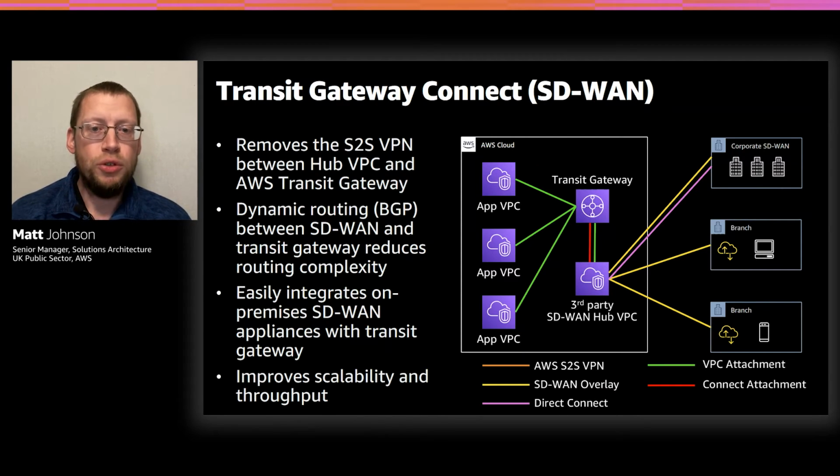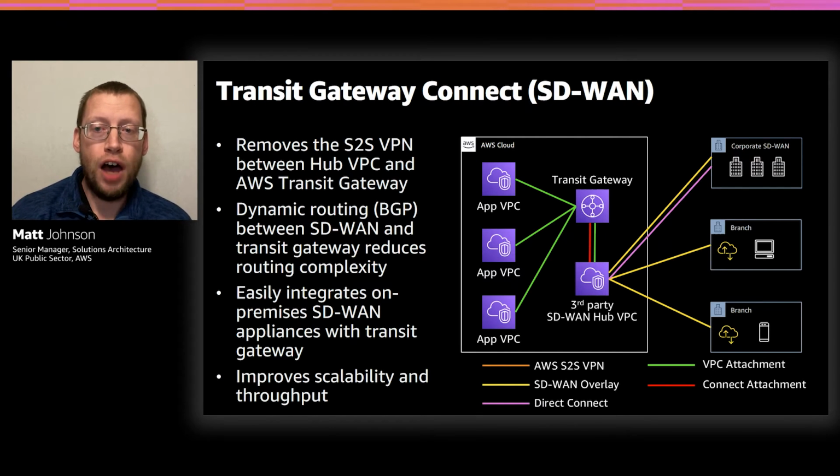This means that we can do dynamic routing and we can share that route information between the SD-WAN hub, the appliances in there, and the transit gateway, so reducing that routing complexity. We can continue to integrate with our on-premises environment, so the branch networks and the corporate SD-WAN, and the transit gateway continues to handle the routing to the spoke VPCs, those app VPCs. So this solution improves the scalability and throughput and helps reduce the complexity. So that's the first scenario.